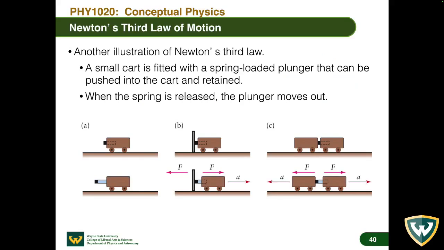Here's another illustration of Newton's third law. So imagine that we have a small cart. Focus on the image in panel A here. Fitted with this cart is a spring-loaded mechanism with a plunger, where the black tip is the visible part of the plunger, and inside you have a spring-loaded mechanism. So you push in the plunger, and when you release it, the plunger comes out like so.